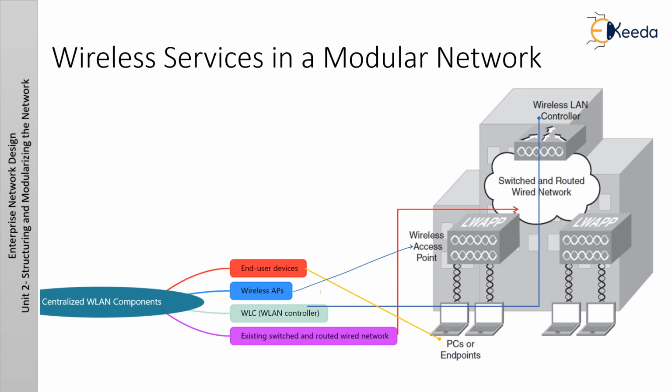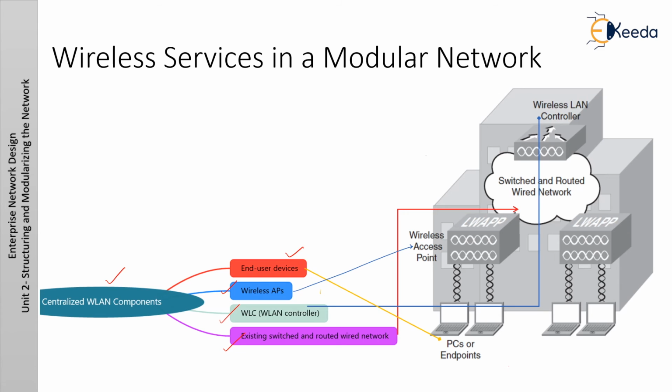So here we can see there are several things associated with this. There are centralized WLAN components. In this particular figure, we have used the centralized WLAN components, or wireless LAN components. The four main components include end user devices, wireless APs or access points, the WLC or WLAN controller, and the existing switch and routed wired network. In this particular building, you can see where each is included and where it is placed.